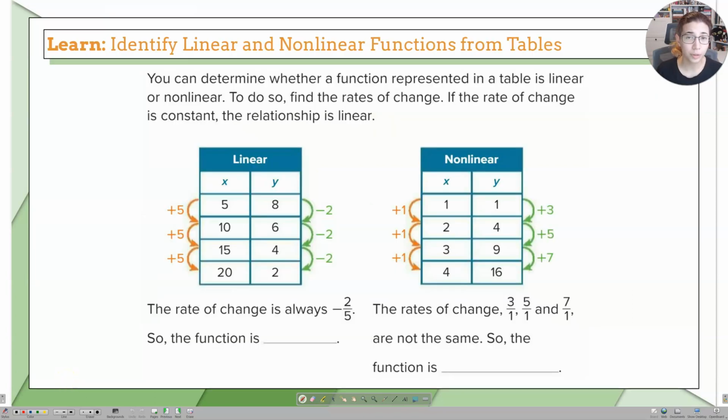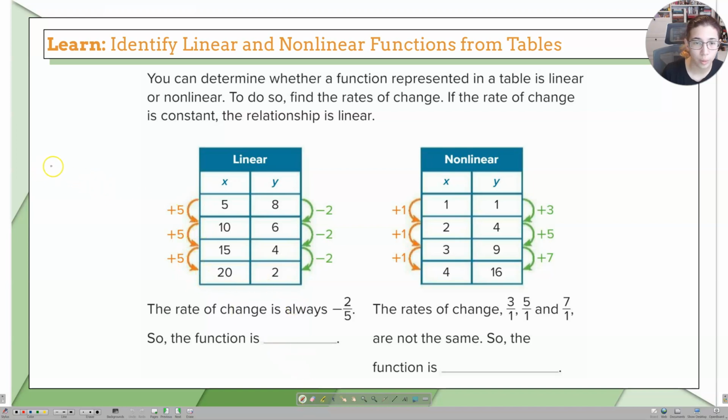So you can determine whether a function represented in a table is linear or nonlinear based on the rates of change, or the slopes, right? So if the rate of change is constant, the relationship's going to be linear. If it's not constant, it's not going to be linear. So for example, on the left here, you see a decrease of 2. So -2 is the change in y, and the change in x is +5.